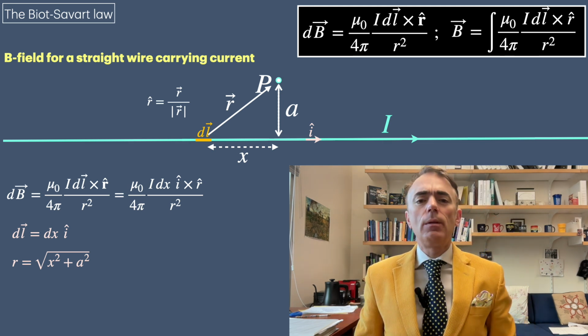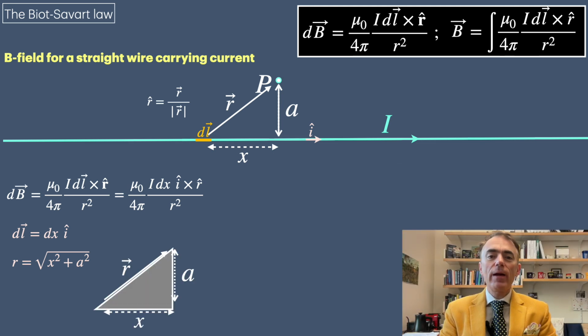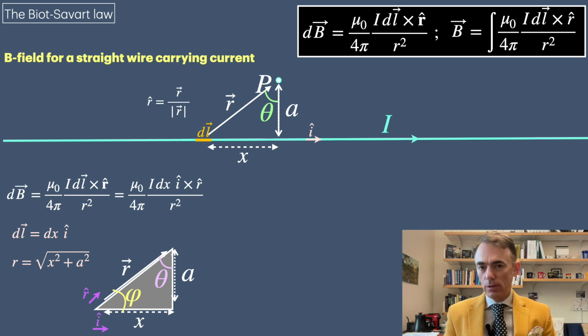But let's do the maths. Both vectors l hat and r hat have unit length. But this is a cross product and we need to be careful with the angle. Let's call phi this angle and theta this other one. Remember that l hat and r hat point in these directions.